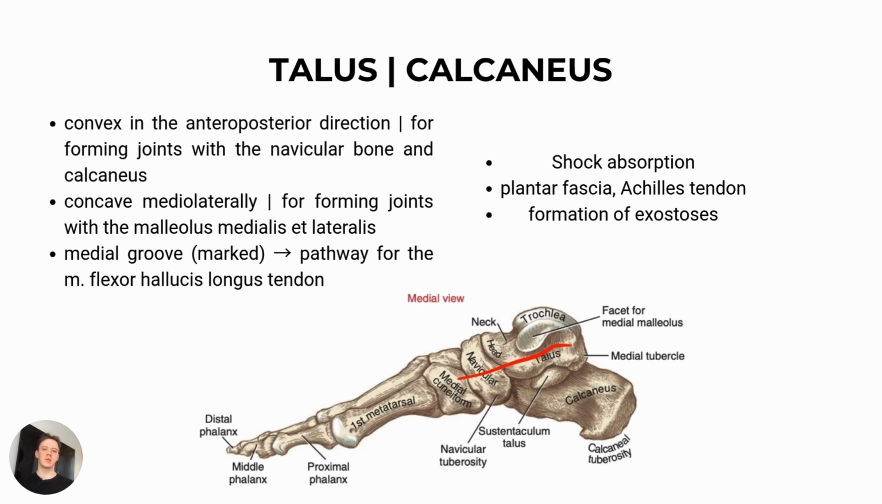Once again, it serves as an insertion point for the plantar fascia, which we're going to talk about, as well as probably one of the most known tendons, the Achilles tendon. Sometimes it becomes the place of formation of exostosis, or so-called bony prominent regions, where we sometimes have pain around them. But probably exostoses by themselves are just a bony adaptation to handle the load and to prevent overload of the active structures.